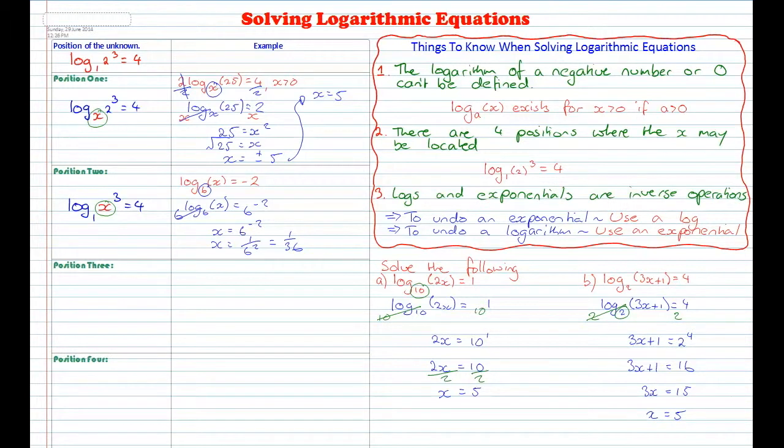So 3x plus 1 is equal to 2 to the power of 4. Now 2 to the power of 4 is 16, so you get 3x plus 1 is equal to 16, and when we subtract 1 off both sides, like so, that's going to go away, leaving us with 3x is equal to 15, and divide both sides by 3, leaves us with x is equal to 5.